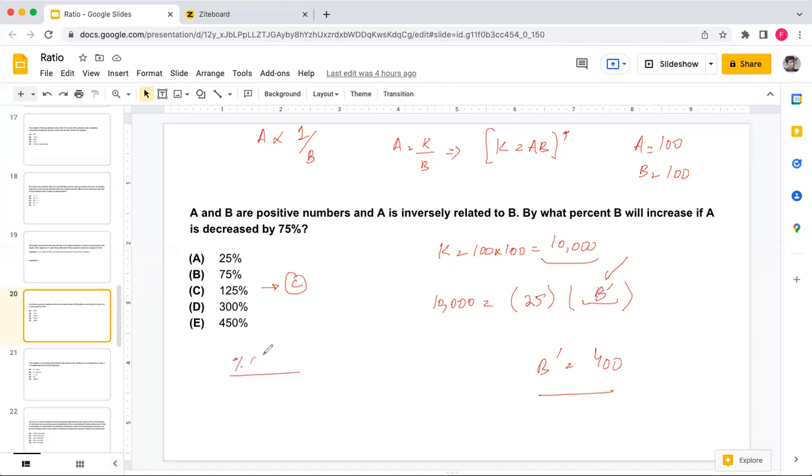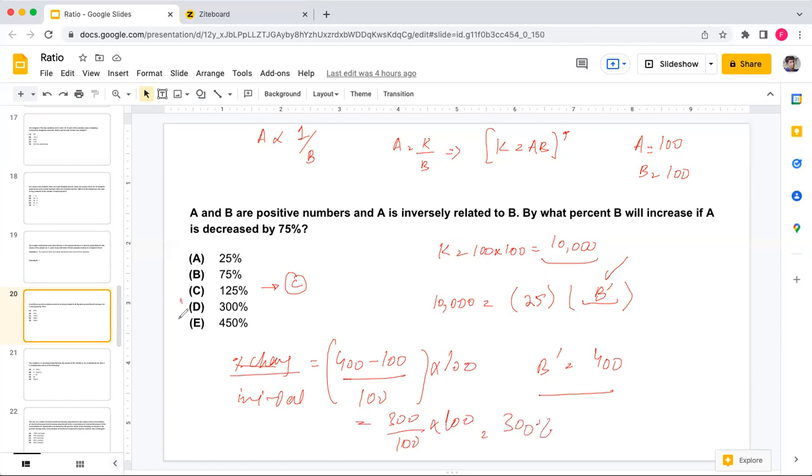That is actually percentage change: our change in value over the initial value. So this will be 400 minus 100, our initial, which is 100, multiplied by 100. So this will be 300 over 100 into 100. So that will be 300%, not 125%. I did it for BA, and that was a wrong process.